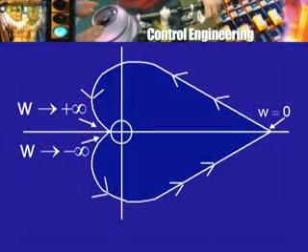Now, a polar plot may look like the following. At the moment you may not be able to guess what kind of system it will be for which the polar plot will be as shown, but let me draw a typical polar plot. So, let us say it starts from a point here and then it goes like this towards the origin.